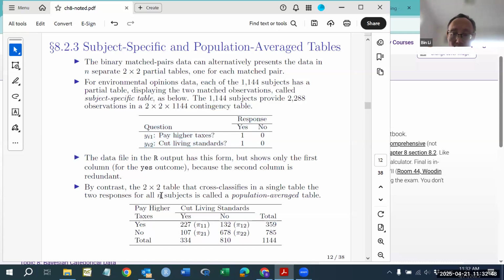Okay, so then we can have the population averaged tables. If we average all these tables together, then we will have this entire table. So that's called the population averaged table. Among all these subjects, 227 answer yes for both, and 678 answer no for both. And this 107 is no for the first question but yes for the second. And 132 is yes for the first, no for the second.